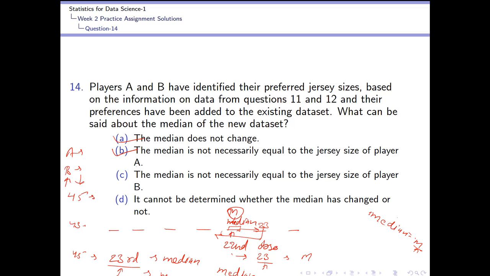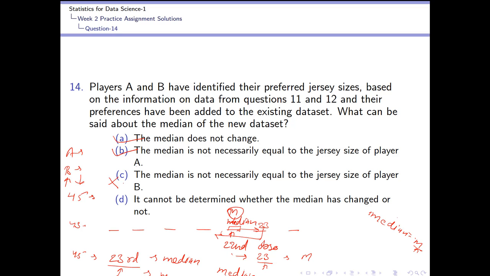Option C, the median is not necessarily equal to the jersey size of player B. This option is wrong because B has ordered the median observation, and in the new data set the median is not changing, so whatever size B has ordered will be the median. So the median is necessarily equal to the jersey size of player B. So this option is wrong.